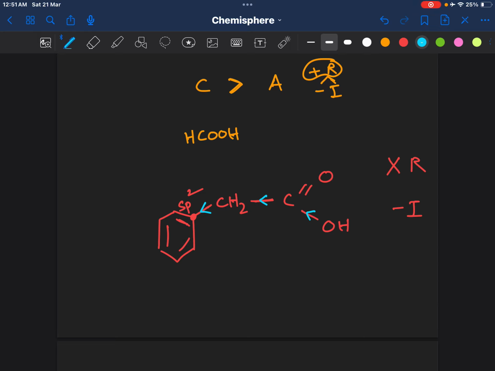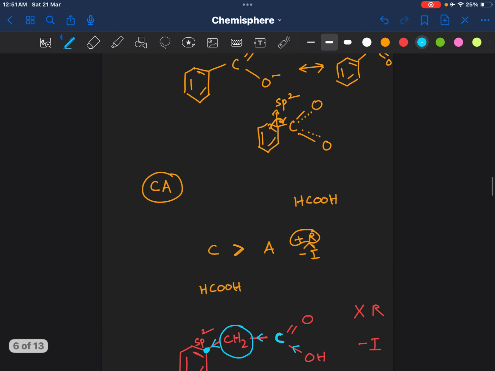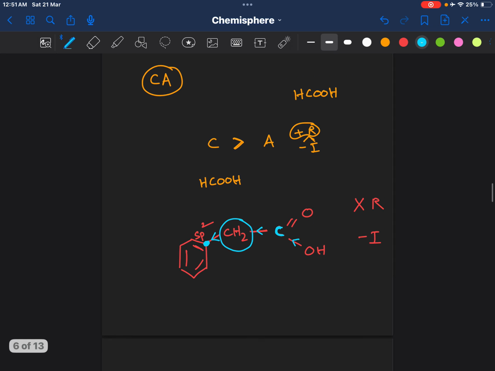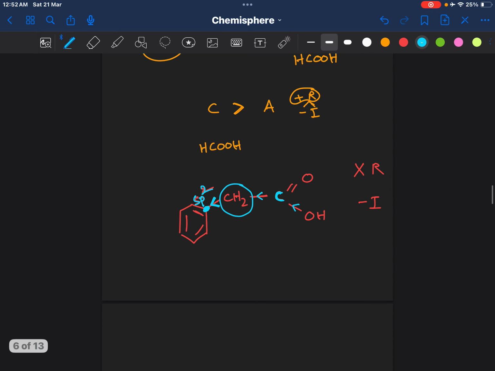The problem is that it is at a distance now compared to the previous carbon. So this inductive effect is going to be weaker compared to the case of benzoic acid, because it's at a distance. This electronegative carbon is at a distance now, so it has a weak minus I compared to benzoic acid, and therefore the electron withdrawing ability will be a bit less.